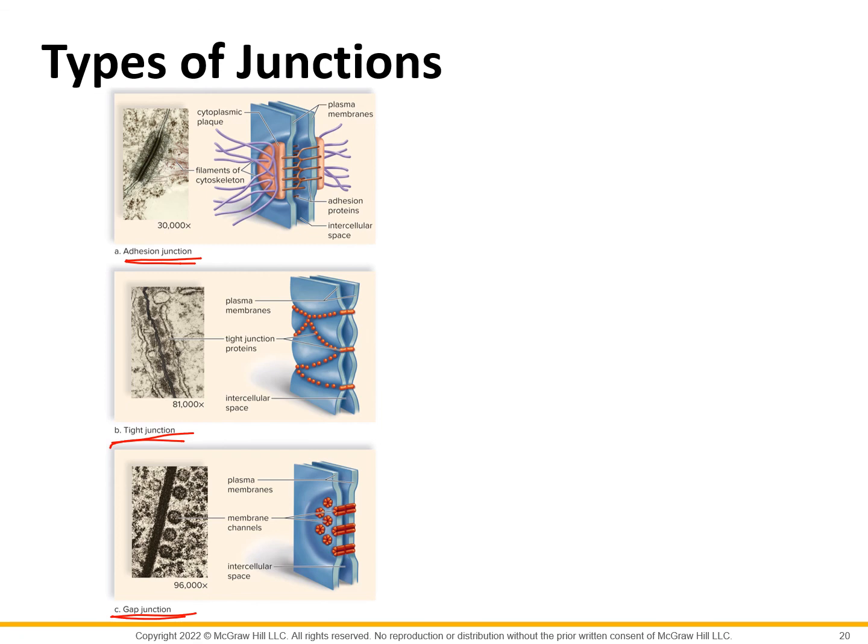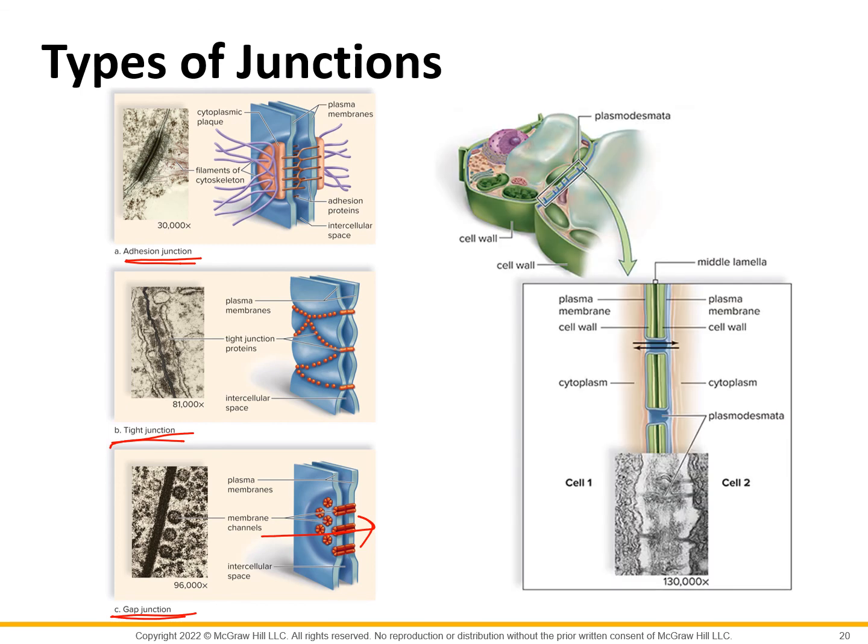Gap junctions are used for communication. So this is between cells, and it allows molecules to pass from one cell to another to facilitate communication and coordination of tissue activity. In plants, the type of junction you find are the plasmodesmata, and the plasmodesmata are used for communication.